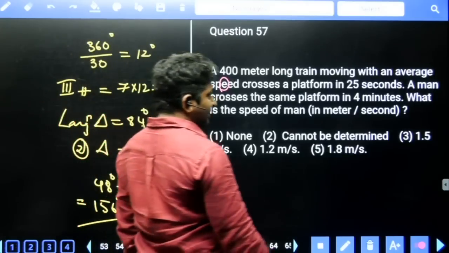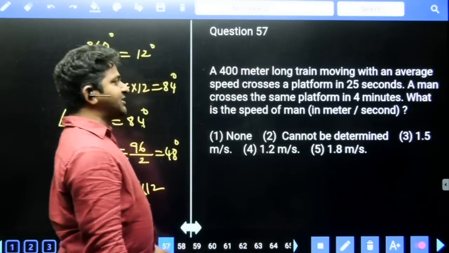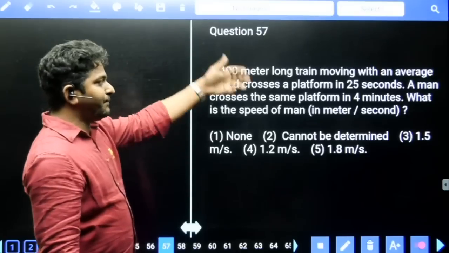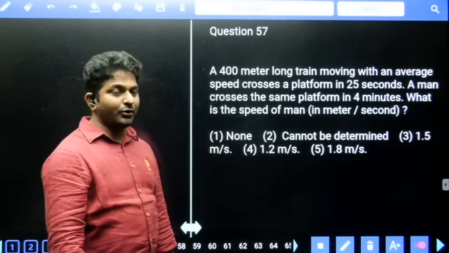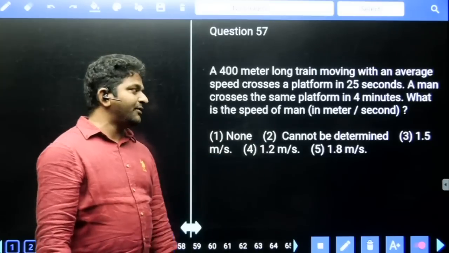A 400 meters long train moving with an average speed crosses a platform in 25 seconds. A man crosses the same platform in 4 minutes. What is the speed of the man?